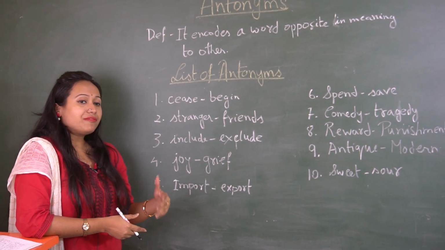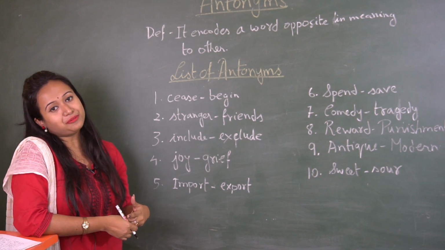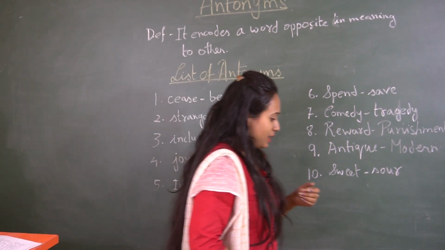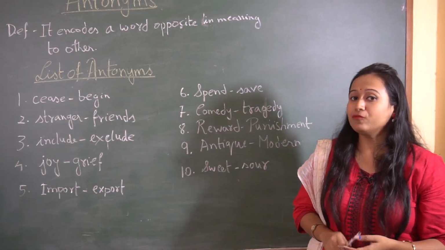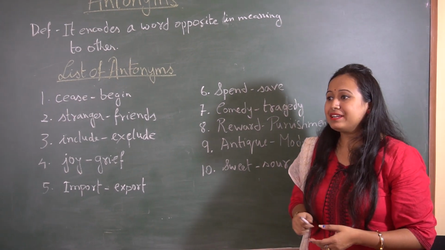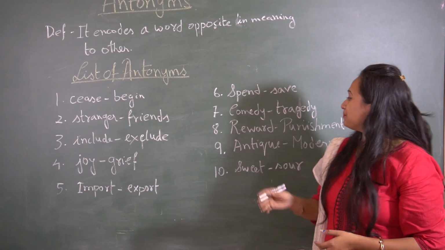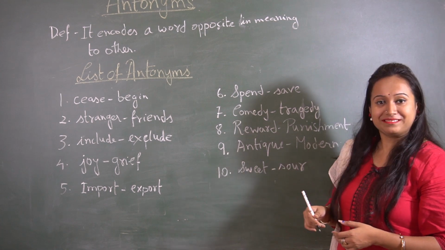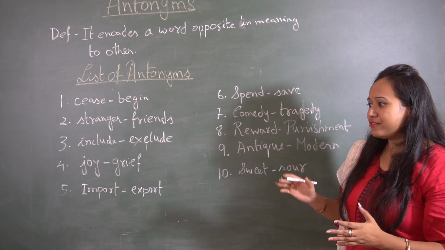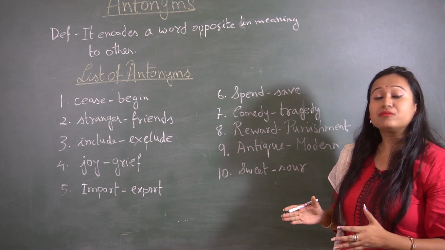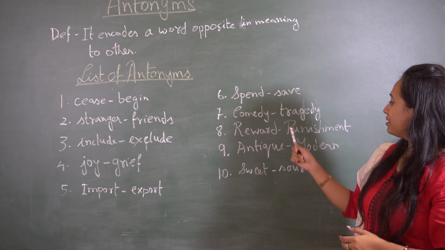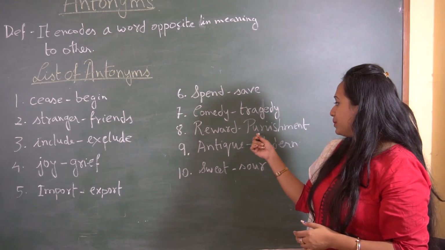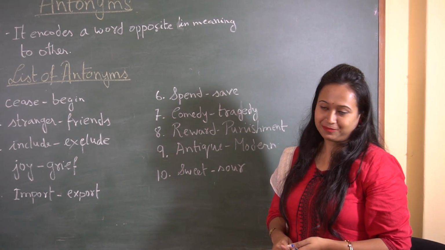Export, we often need to export some of the products in order to receive a good GDP balance in our country. Next, spend. One should spend and use the money wisely. Save. Saving leads to a better future. Comedy. This particular scene was quite comical. Tragedy. After reading the entire book, it was found that the entire story was a tragic one. Reward. The children should be rewarded for good progress. Punishment. The criminals should be punished.